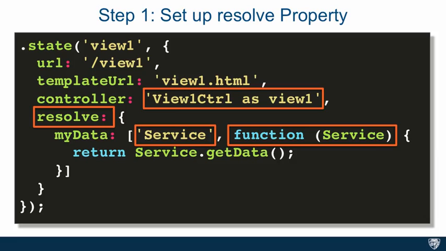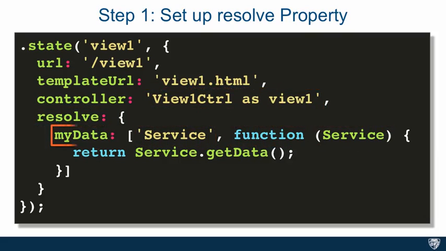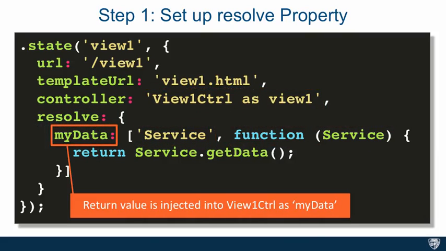So here we have an array with the first value, which is the string service, and the last value, or the second value, is a function that takes a service as an argument, which means AngularJS will inject the service into that function. Note that service.getData returns a promise. At the end of this, myData is going to have a value which is going to be injected into the view1Controller with a key of myData, which means just like we inject a controller with a service called myService, for example, we will be able to inject our view1Controller with yet another artifact by the name of myData, which matches exactly the key inside the resolve object.